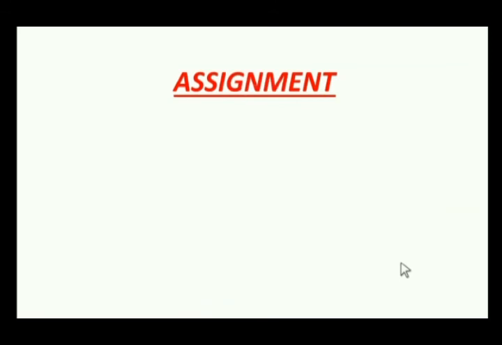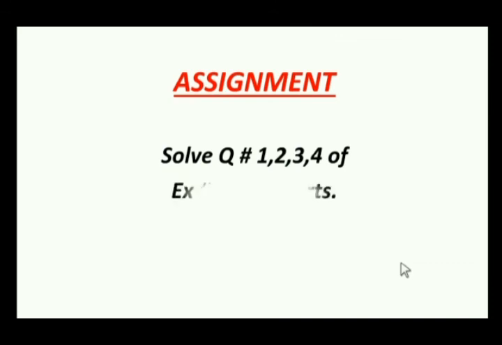Assignment. Solve questions number 1, 2, 3, 4 of exercise 8.2, all parts, in second year mathematics. It is very easy, you can solve it.